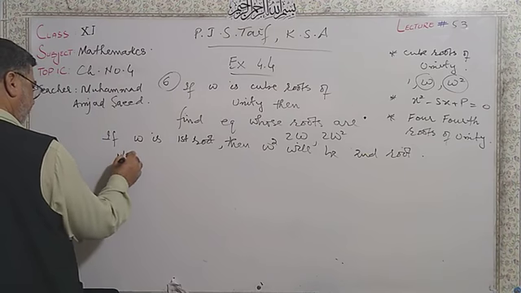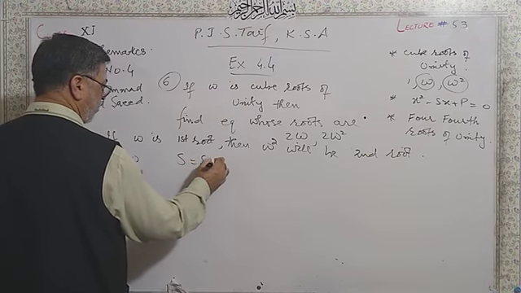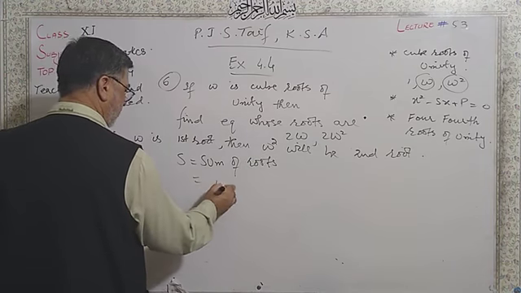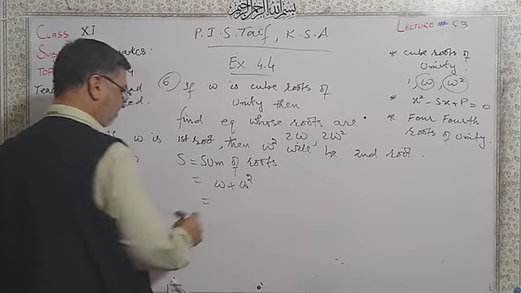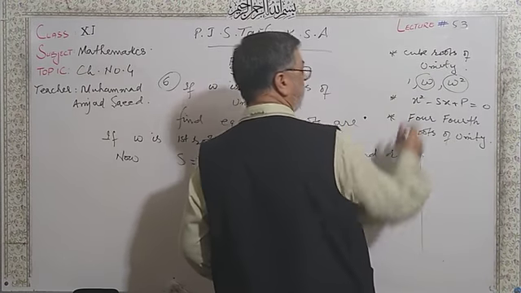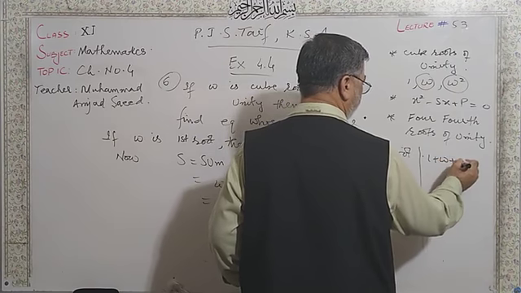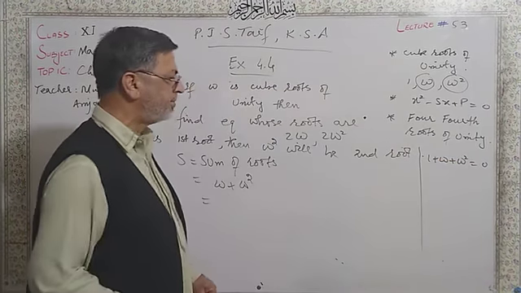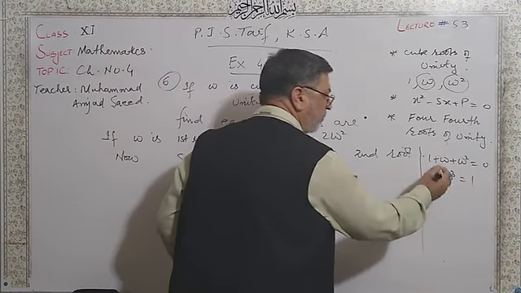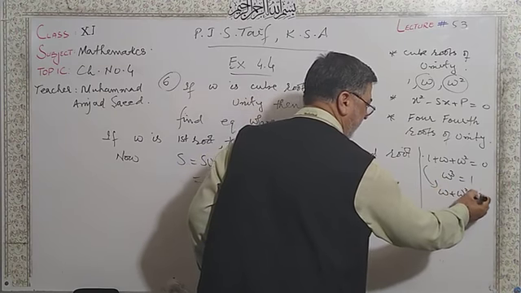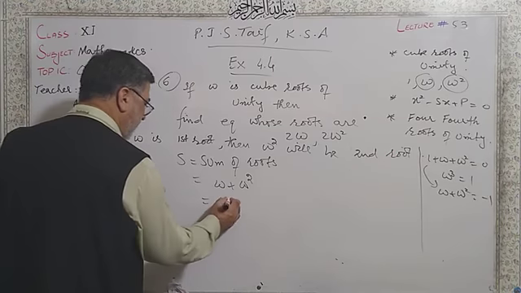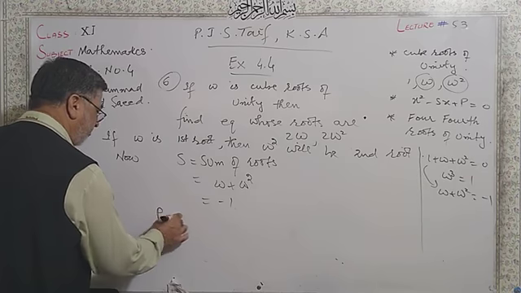Now S is equal to sum of roots, omega plus omega square. You know that in the properties of cube roots of unity, the formula was 1 plus omega plus omega square is equal to 0, and omega cube was equal to 1. So the value of omega plus omega square will be minus 1, taking 1 on the other side. Here is minus 1.